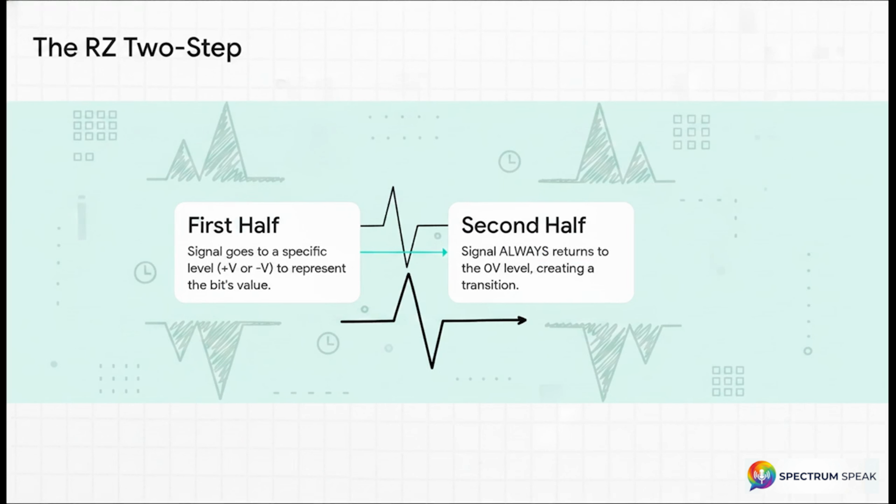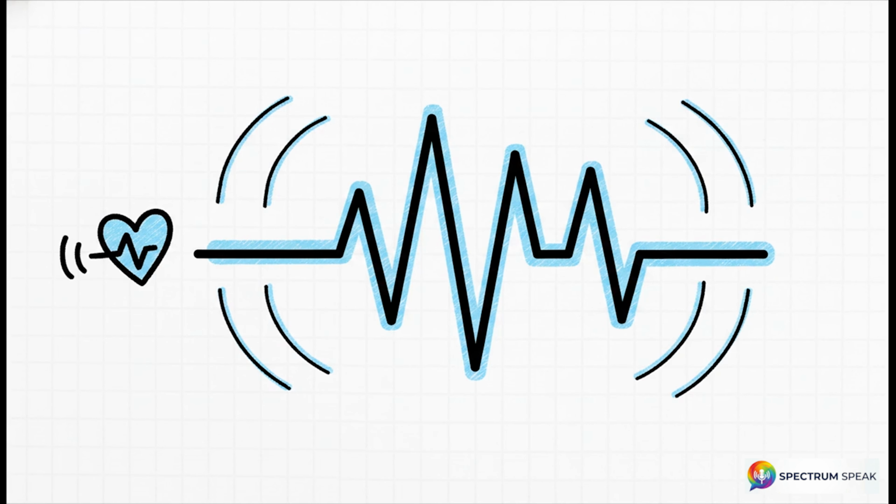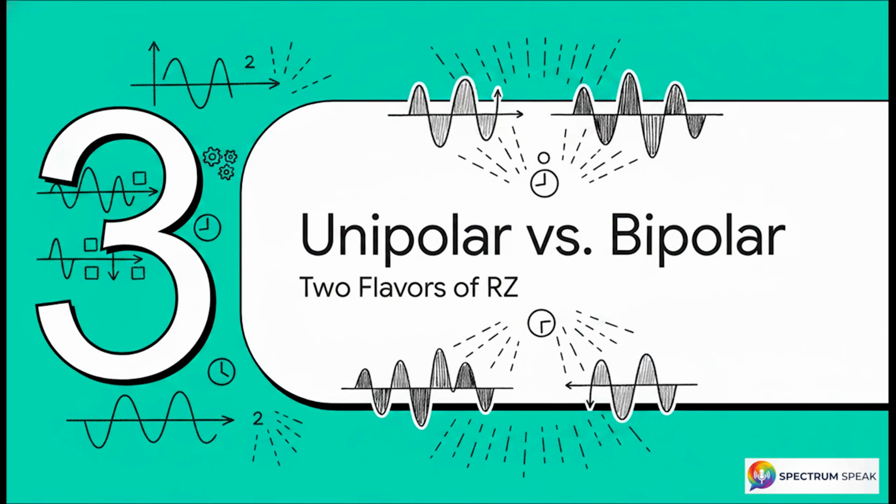So here's the two-step dance. For the first half of a bit's lifetime, the signal does its job. It goes high for a 1, for example. But then, for that second half, it has to drop back to 0. It's a mandatory reset, every single time. And this is my favorite way to think about it. RZ coding basically gives the data stream its own built-in metronome. That return to 0 that happens in the middle of every single bit, that's the tick, or the tock. It's a predictable, constant heartbeat that the receiver can just lock onto, which guarantees it never, ever drifts out of time. Pretty clever, right?